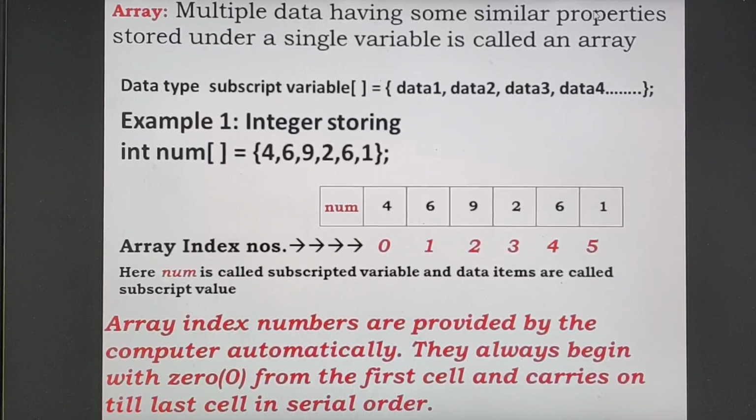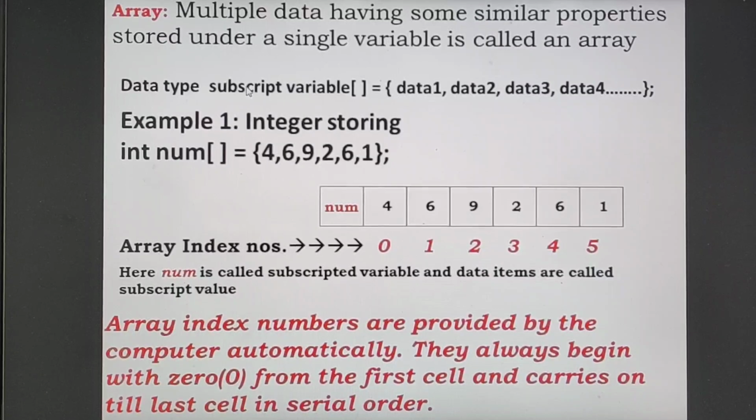Now, common properties means I can say that these marks belong to one particular class and a particular subject. So I can say that these are marks of 6 students in a particular subject, let's say maths. So how do I store so many values?